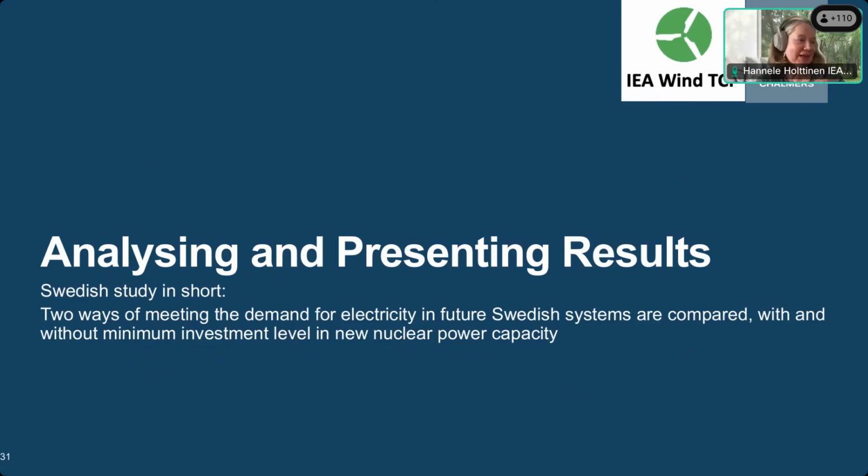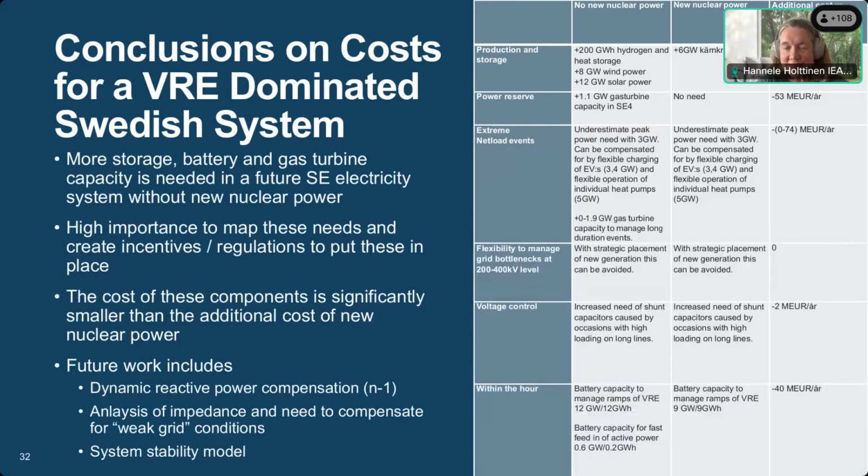And I see that we are ending our webinar timing, so we'll go a bit more briefly through the analyzing and presenting results. So Lisa, you just wanted to say a couple of words on the summary slide. Yeah, I just want to say a few words on what came out of this whole work that we did. What we found in the end was that in the system, which was wind dominated, we needed indeed more storage, more stationary batteries, more gas turbines. And it's of course super high importance to map these needs and create incentives and regulations to put them in place.